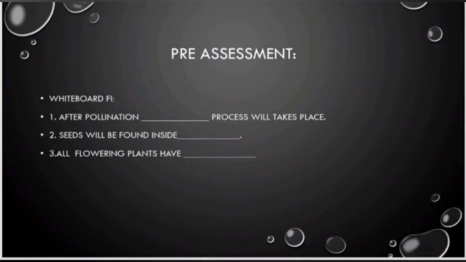Complete each statement by writing the appropriate word. Number 1, after pollination, blank process will take place. Number 2, seeds will be found inside blank. Number 3, all flowering plants have blank. So you need to complete each statement and write the answer in the whiteboard.